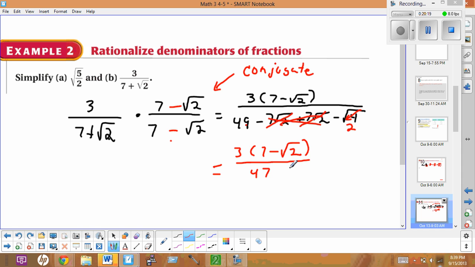Again, no radical in the denominator. It's been rationalized by using the conjugate. The last thing I look for is, can I simplify this? Does 3 go into 47? Doing some quick math in my head, I don't see that happening. So I can, at this point, distribute through the 3. I get 21 minus 3 square roots of 2, all over 47.